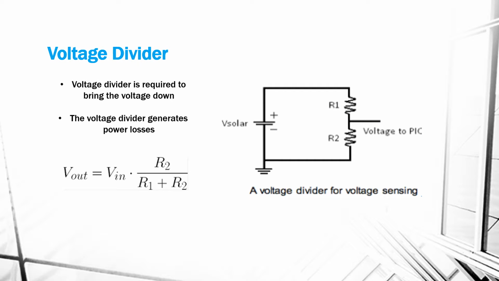There are two methods to sense the voltage and current input from the solar cells: voltage sensing and resistive current sensing. Voltage sensing requires a microcontroller to sense the voltage. However, the microcontroller can only handle small voltages, so a voltage divider is required to bring the voltage down by utilizing just two series resistors.